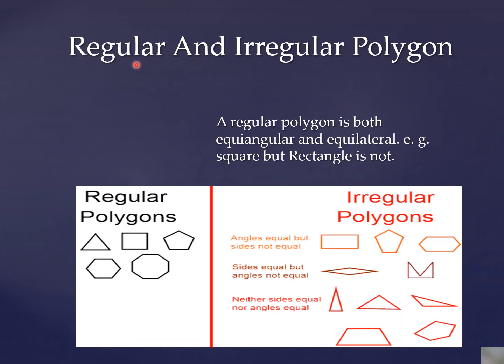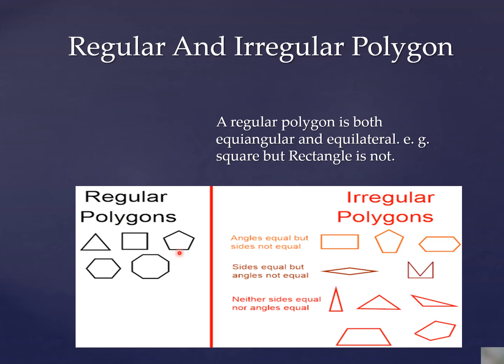Now we are coming to the next thing, which is regular and irregular polygon. A regular polygon is both equiangular and equilateral. It means the angles are supposed to be equal and the sides also are supposed to be equal. So that's why a square is a regular polygon but a rectangle is not. Why? Because a square has all the sides equal, but a rectangle has only opposite sides equal.